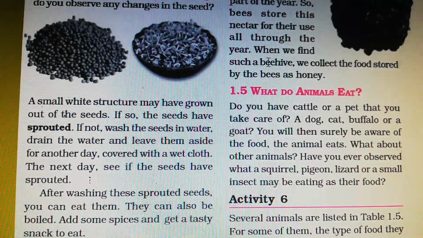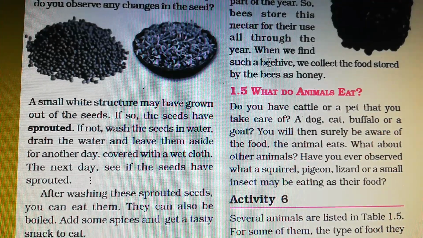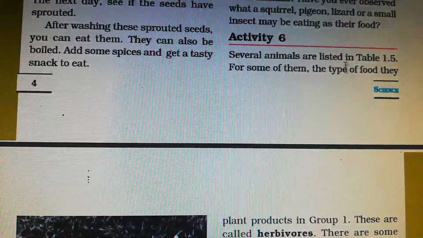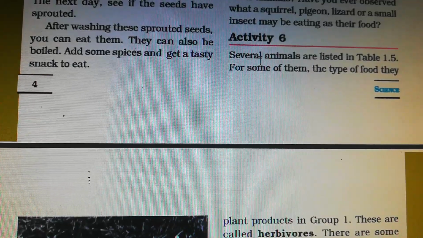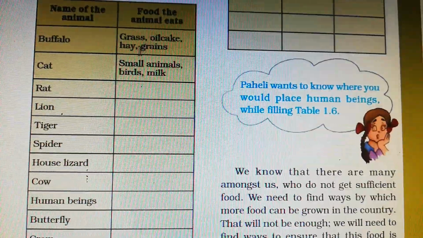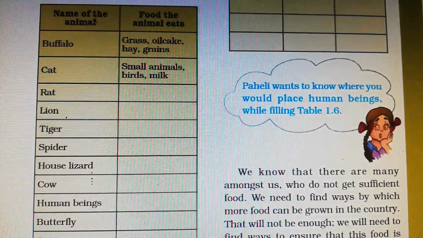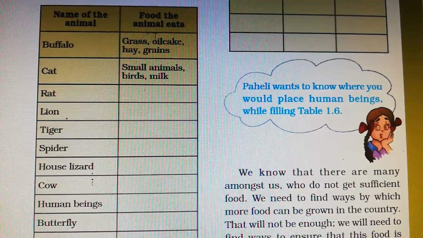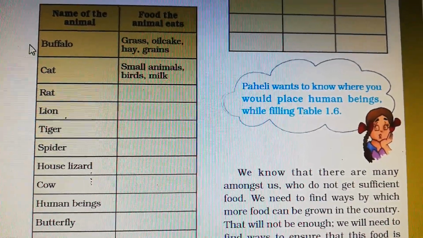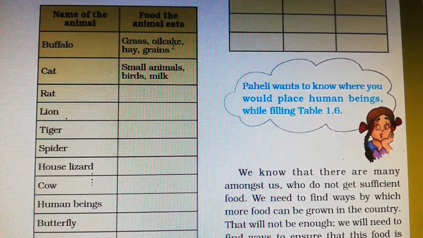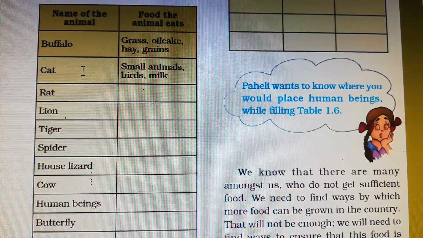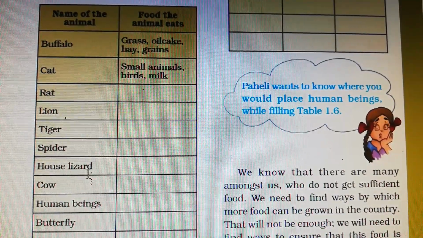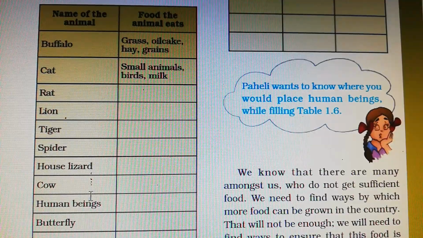Next is animals. What do animals eat? Next we are going to deal with animals, what they eat. There are different types of animals. Here is one activity. Several animals are listed. You have to classify them: the name of the animal is written, and you have to write the food the animal eats. Different animals eat different food. For example, buffalo eat grass, oil cake, hay, grains, whereas cats eat small animals, birds, milk. Similarly, you have to write what rat, lion, tiger, spider, house lizard, cow, human being, butterfly, crows and others eat.